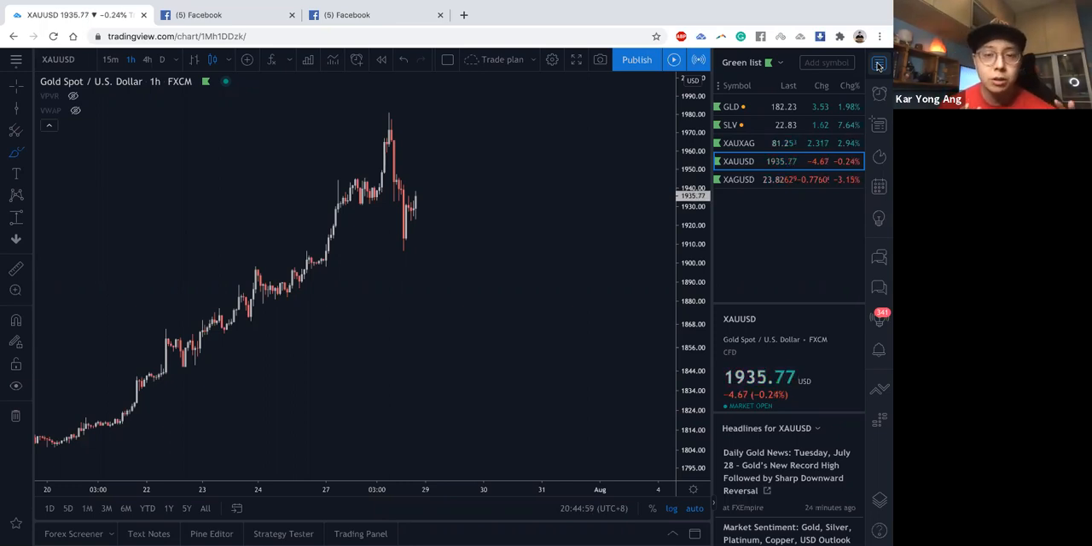So when you're holding on to a losing trade, you'll be hoping that it will U-turn. But when you're holding on to a winning trade, your whole psychology is going to be different.